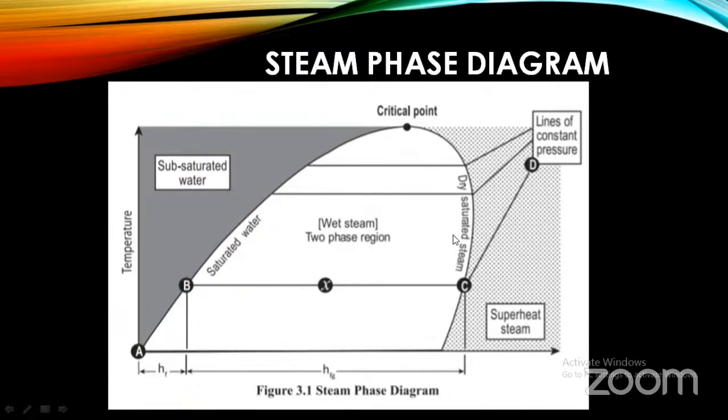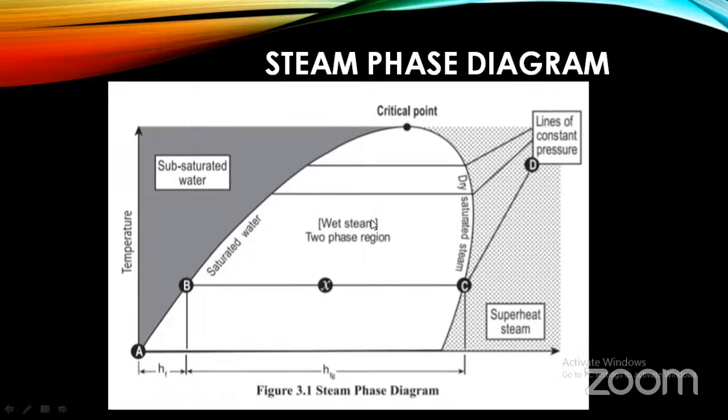And from this steam phase diagram, we can observe whatever is present outside this dome, that is to the left side, you have the saturated water. And whatever is present after the dry saturated steam line will be the superheated steam. And in between will be the wet steam. So here we have three kinds of steam. One is the dry steam, which will be on this curve. And inside this, you will have the wet steam. And beyond the dry steam, you have the superheated steam.